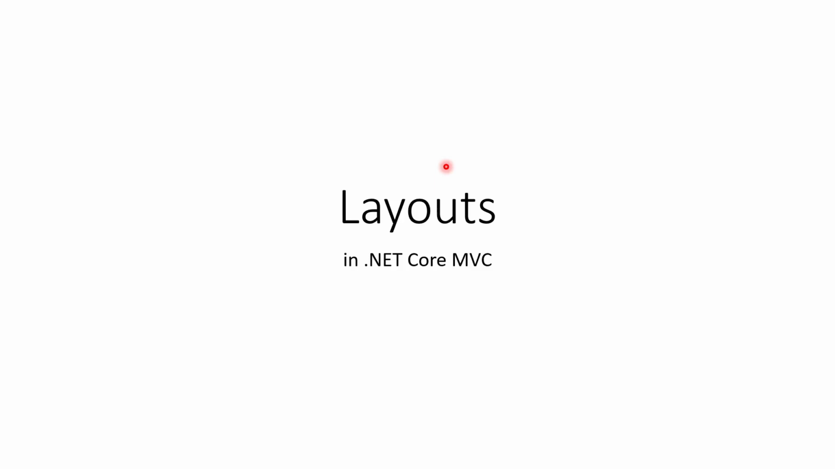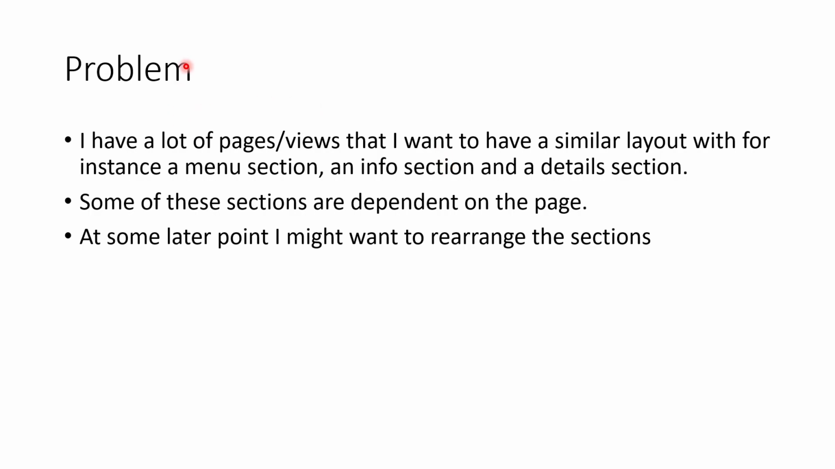So this is a video about layouts in .NET Core MVC. Let's start with a problem. I have a web application and it has a lot of pages, and I want them all to have a similar layout. For instance, all of them having a menu section. Now, some of these sections could depend on the page.